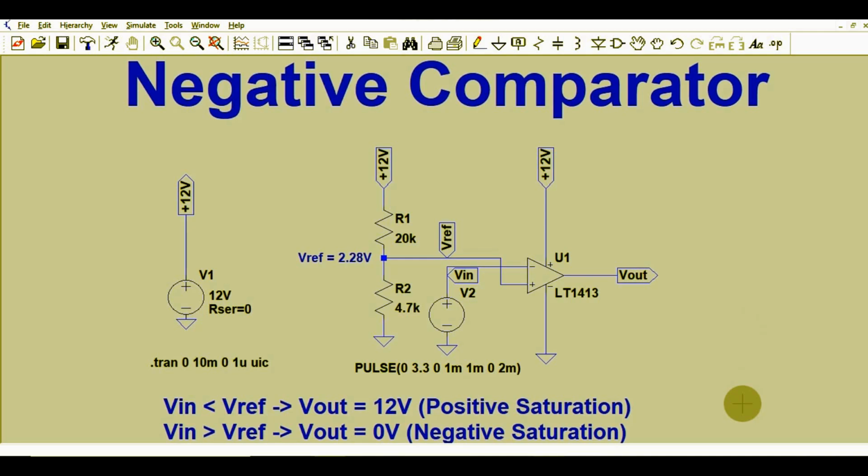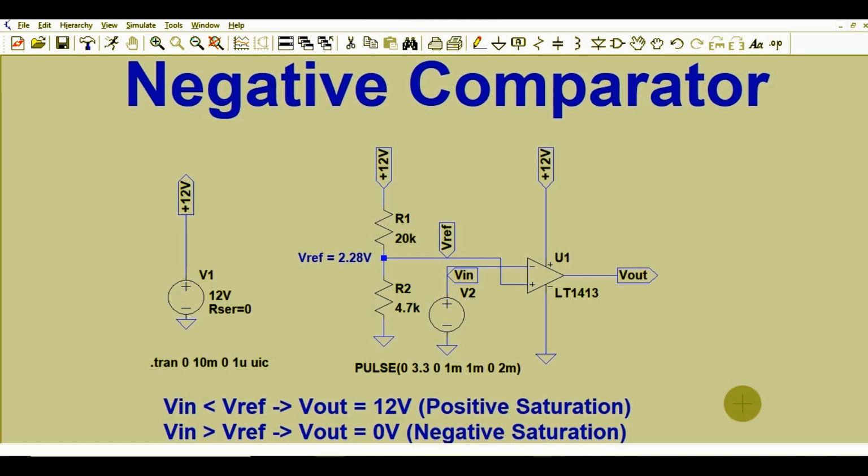So today we will understand the op-amp negative comparator. In my previous video we have already seen the op-amp positive comparator. So we will see the working of the op-amp negative comparator, and we will understand the input waveform, the reference signal waveform, and the output waveform, right?